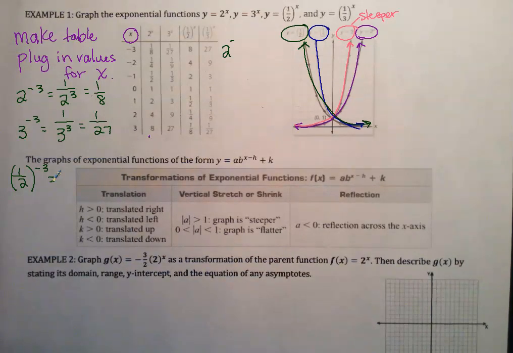So this would be saying the -3, so the 2 is in the denominator, the 1 is in the numerator, it would flip. So it'd be 2 cubed over 1, which is equivalent to 8. And 1/3 to the negative third is now 3 to the third over 1, which is 27. So that's why, because it's a negative exponent, it's steeper.